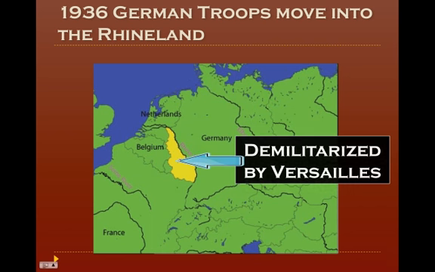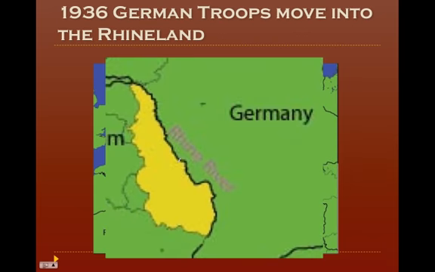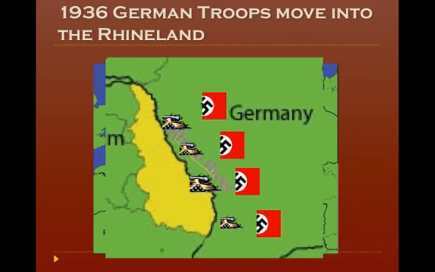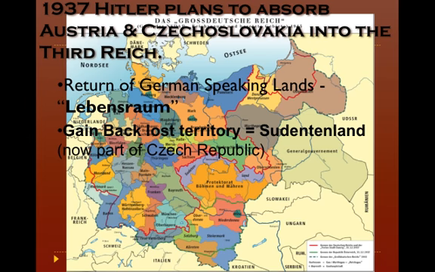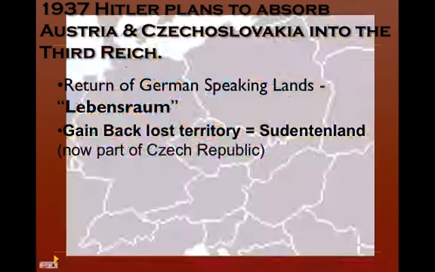First, he marches into the Rhineland, called the Rhineland because of the Rhine River. And then he absorbs Austria and Czechoslovakia into the Third Reich. Basically, what is he taking? German-speaking lands. Lebensraum. We need living space. He's taking back lost territory.